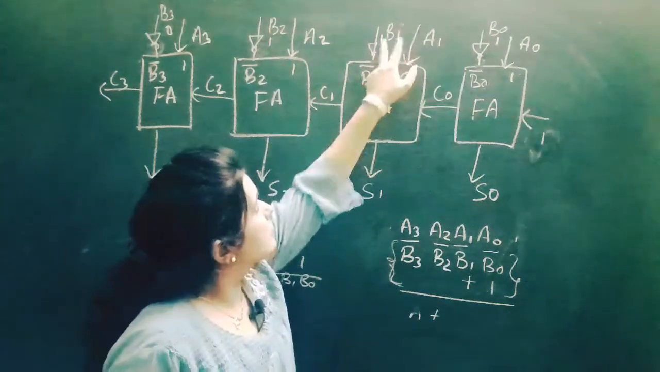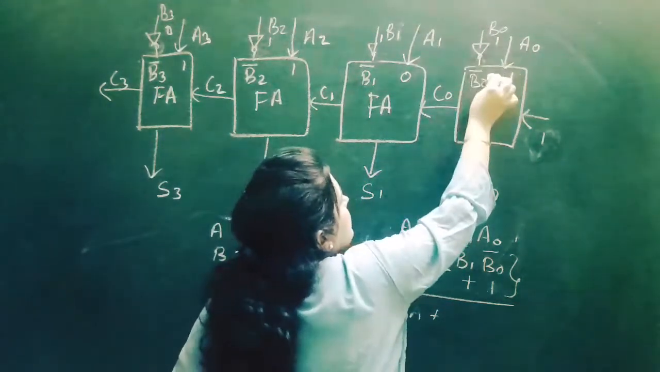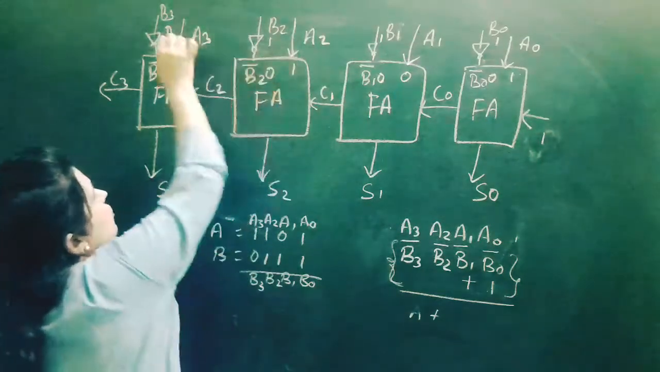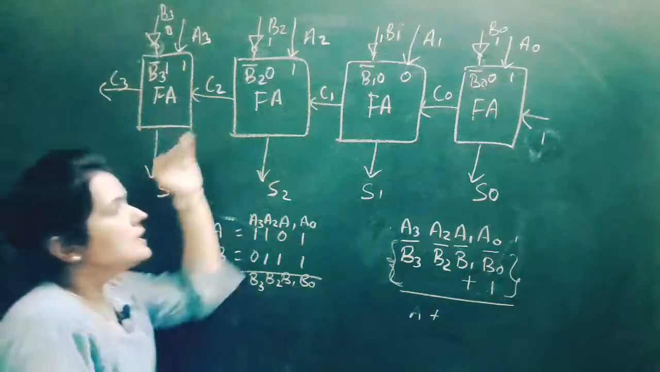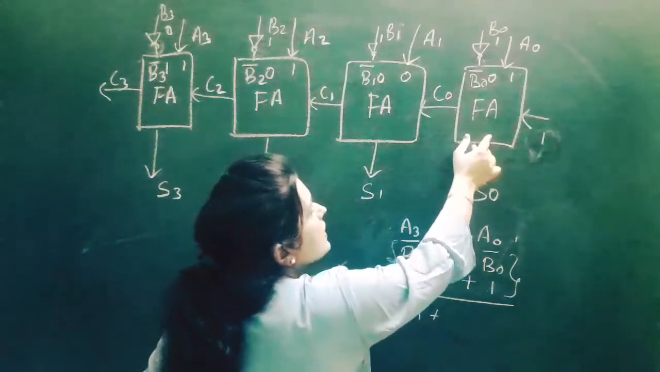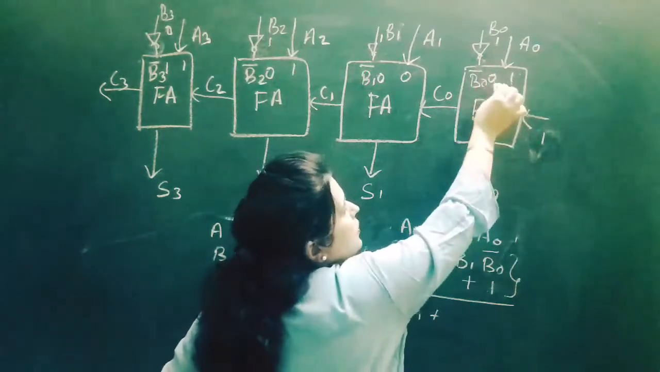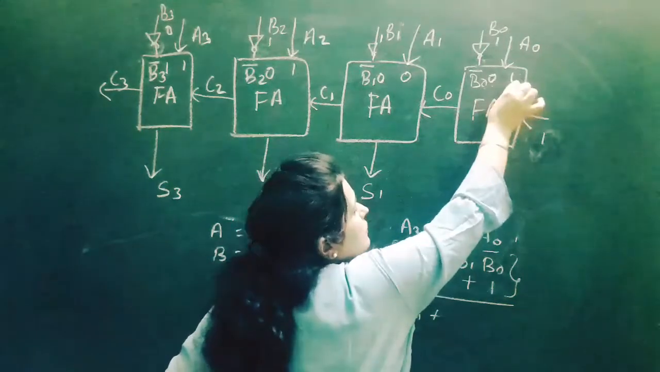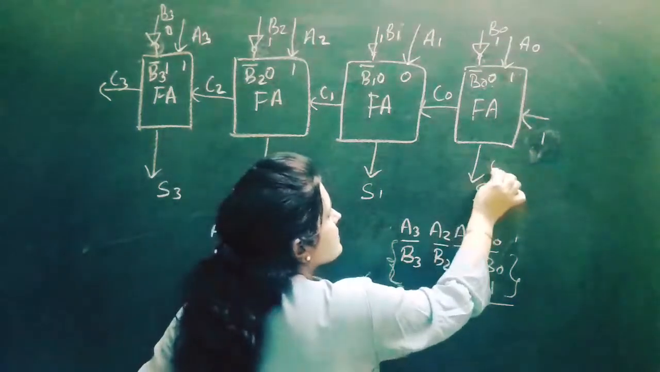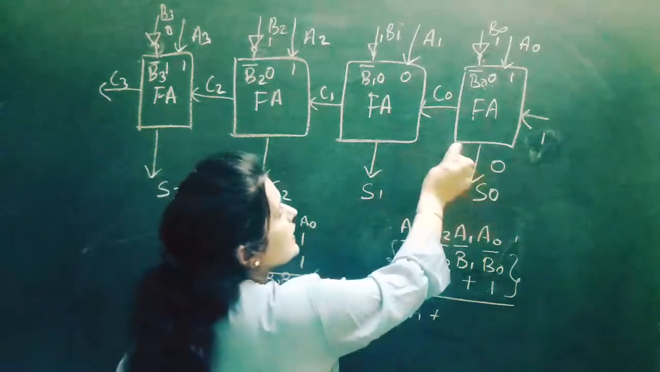But these NOT gates will give us complement of B. So here we will get complement of 1 will be 0, complement of 1 will be 0, complement of 1 will be 0, complement of 0 will be 1. So these are our inputs and input carry is also 1. Now this full adder will give us A0 plus complement of B plus 1. So our output will be 0 plus 1 plus 1. 1 plus 1 is 0 with carry 1. So we will get 0 as sum and output carry as 1.